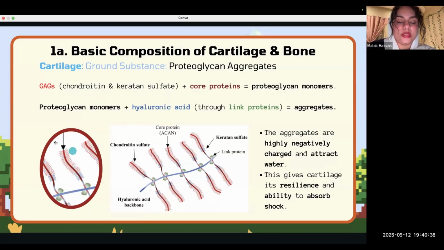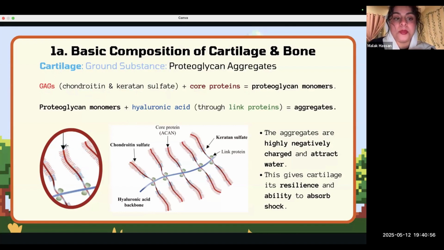Let's take a look at this image, okay? You'll have chondroitin sulfate, which is the small red fibers, and keratin sulfate, the small blue fibers. They come together and connect to something called a core protein, which is kind of like this big protein in the middle, all right? And this will form something called a monomer.